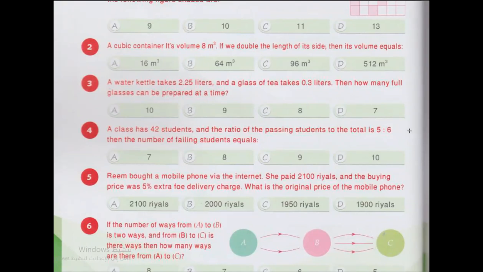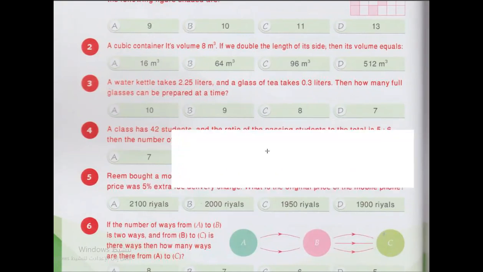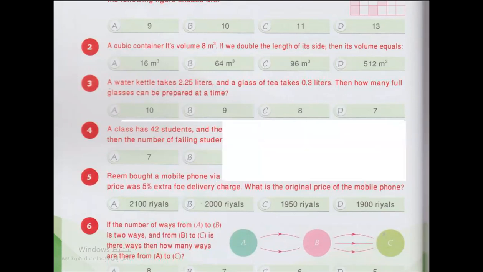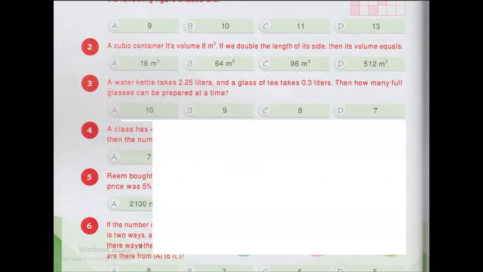A water kettle takes 2.25 liters and a glass of tea takes 0.3 liters. Then how many full glasses can be prepared at a time?